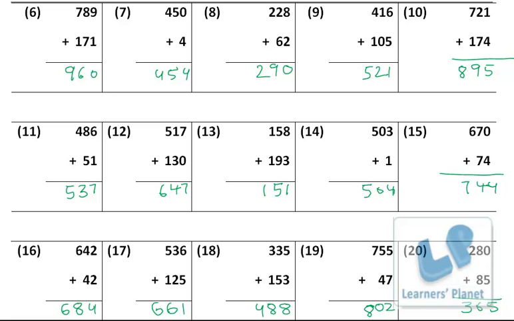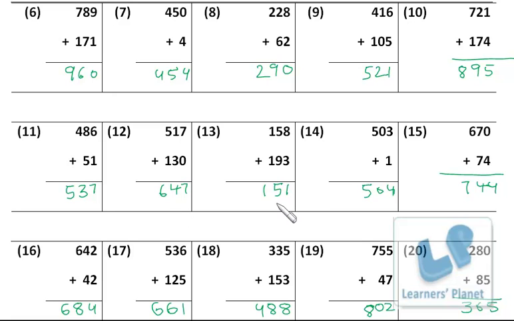Now I have written down all the answers, so match your answers with mine. The first one's answer is 960. Say whether it is correct or incorrect. Okay, if it is correct, just give yourself 1 mark. If it is not correct, then just cross it. Then second, 454. Third, 290. Fourth, 521. Fifth, 895. Next, 537. Just match it. Then 647.